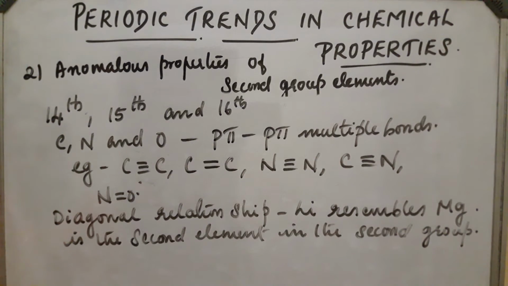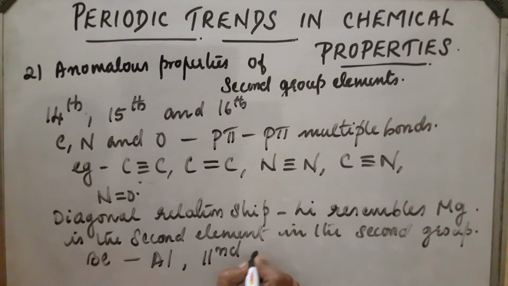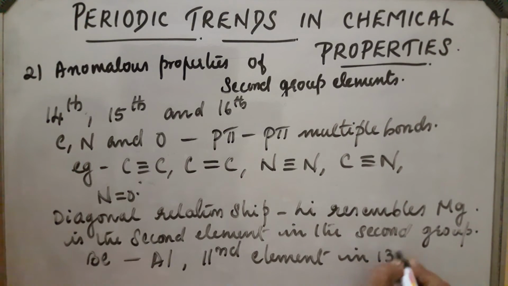Another example is beryllium. Beryllium is the first element in the second group. It resembles aluminium, the second element in the 13th group. These two elements, the first element of one group and the second element of the next 13th group, resemble each other. This property is known as diagonal relationship.